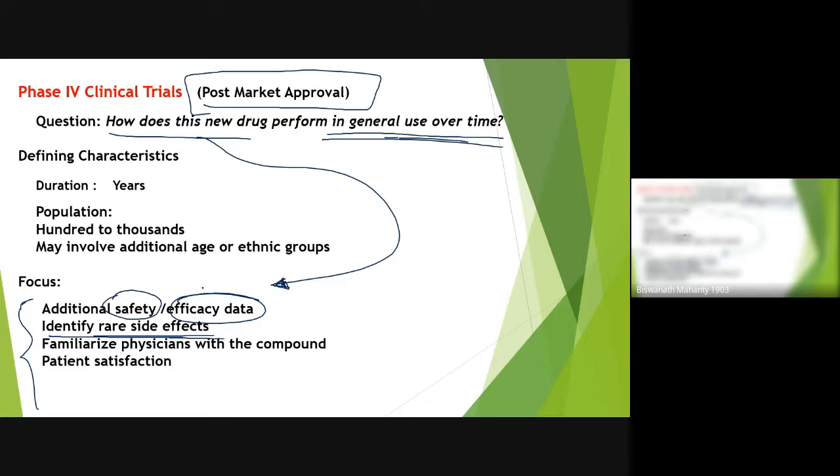Rare means very few people will have it, so I need to have some hundred thousand people, even more than that. So a large group of population can be involved there, which is already there in most of the drugs. And any age and ethnic groups, if required, you may consider those particular cases for your study. And finally, feedback from the patient part if you are going to have any formulations.